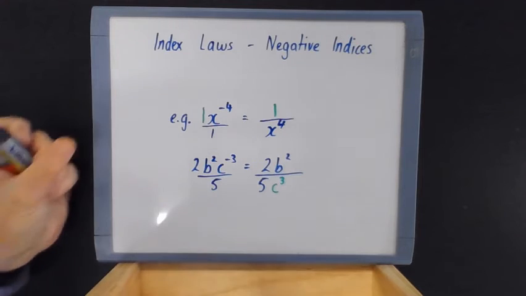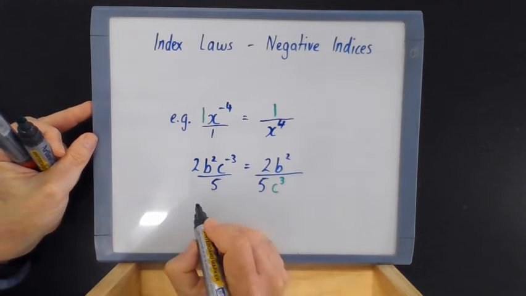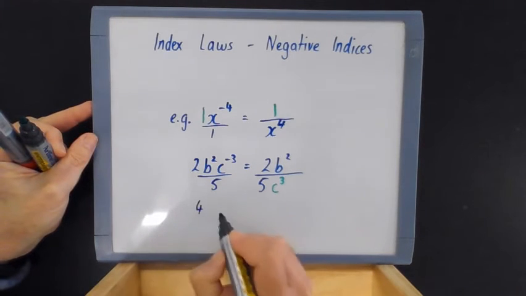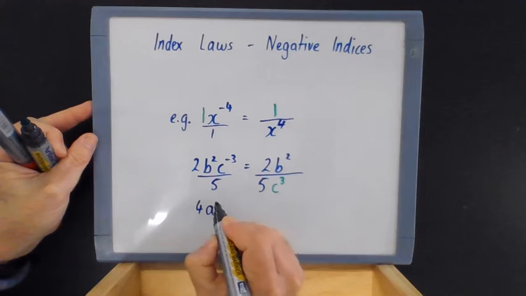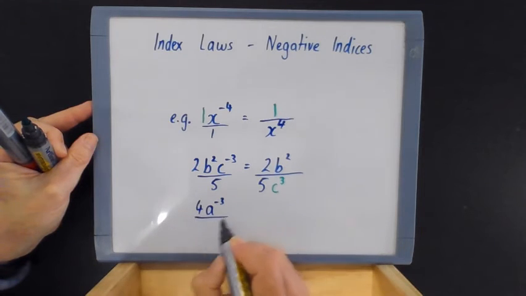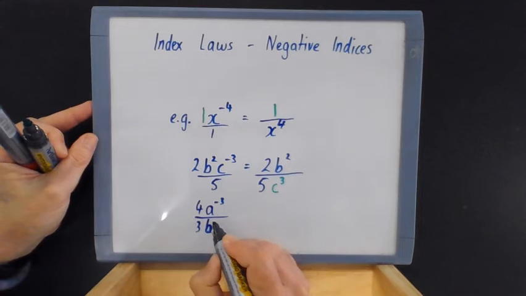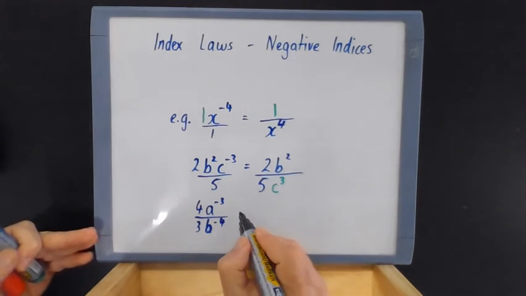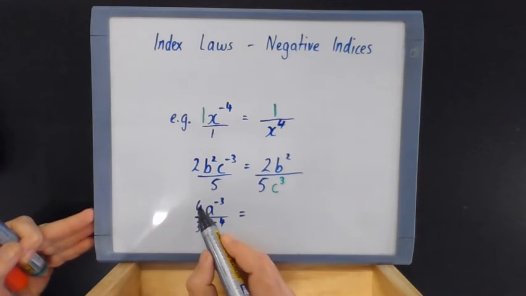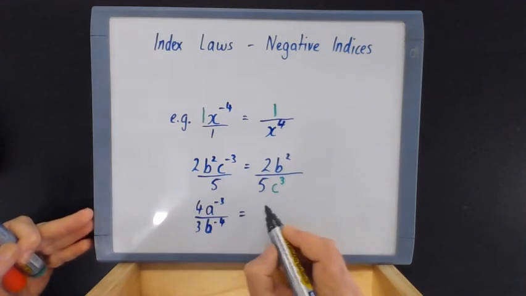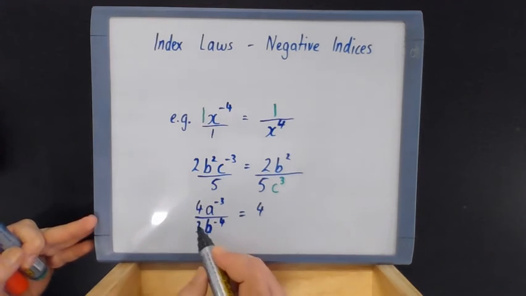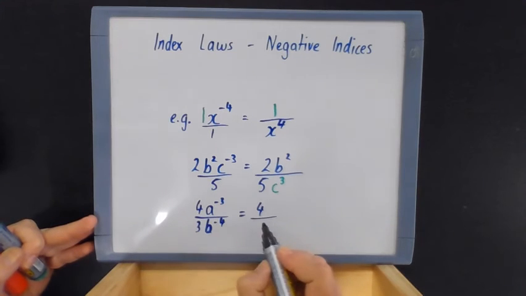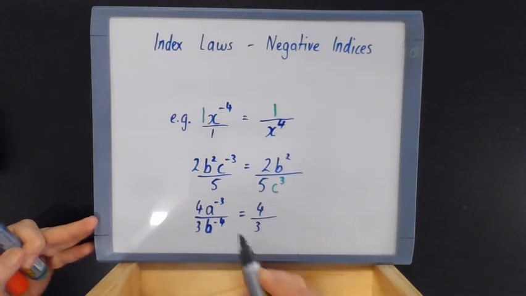Then of course, one last example. If I have a to the negative 3 over 3a b to the negative 4, the task is to work out which ones move and which ones don't. 4 has an indice of 1, it stays where it is. 3 also has an indice of just 1, it stays where it is.